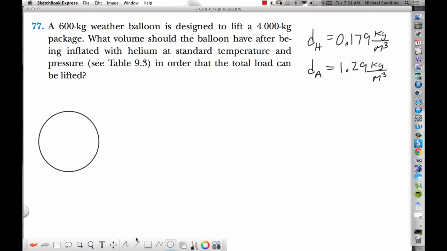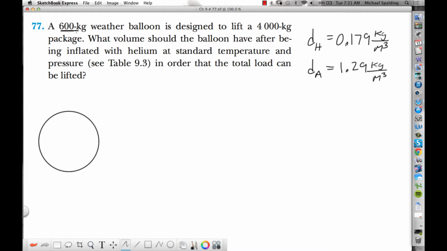Okay, it's a buoyancy problem. Buoyancy is a force problem. Force problems always begin with free body diagrams. So here's the balloon. It's a weather balloon. What are the forces acting on the weather balloon? Well, two of them are mentioned up here.